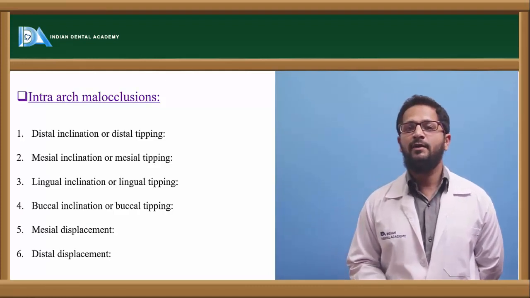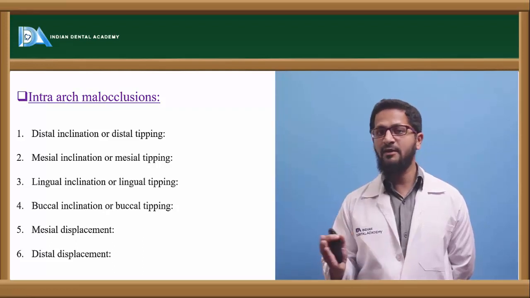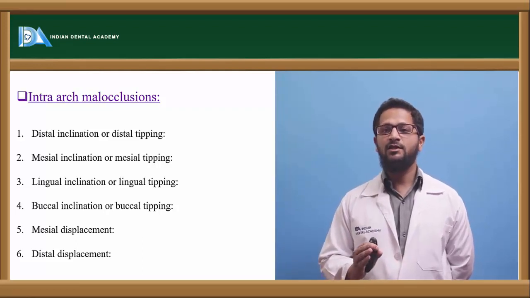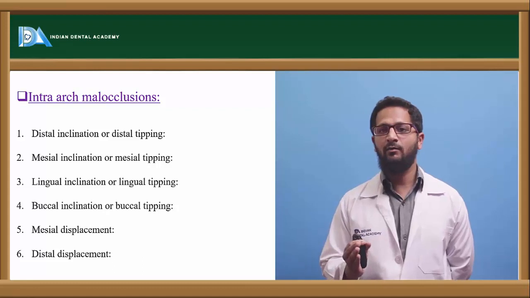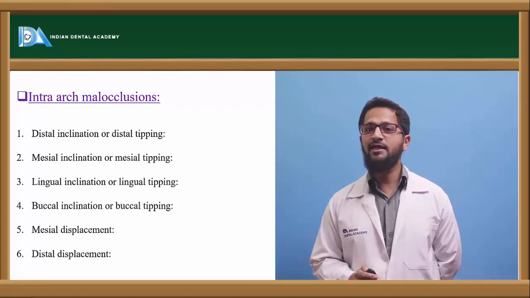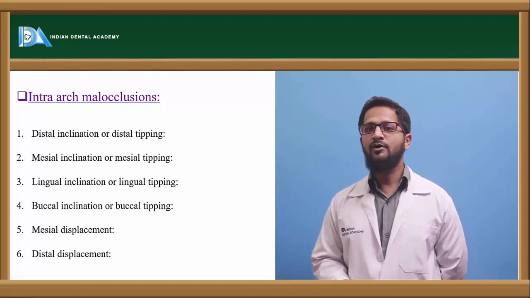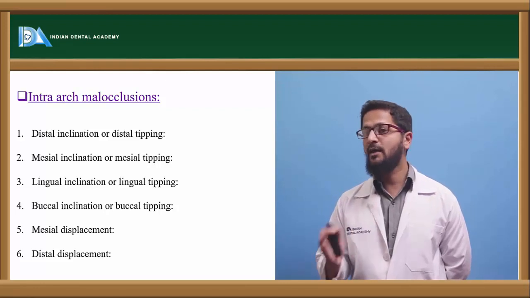Intra-arch malocclusions are malocclusions which occur between the teeth of the same arch. For example, malocclusions occurring only in the maxilla or only in the mandible, such as distal inclination or distal tipping. These are the various types of intra-arch malocclusions, where there are abnormal relationships occurring in the teeth of the same arch.